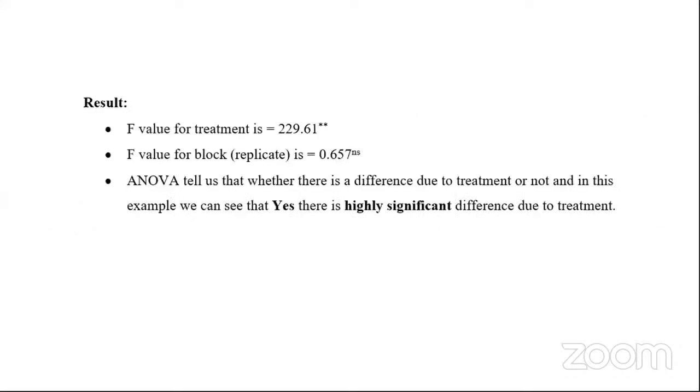So this is our final result. The F value for the treatment is 229, which is significant in comparison to the tabular F value, and the F value for the replicate is non-significant. Our earlier aim was to estimate the ANOVA and to determine whether there is a significant difference due to treatment or not. In this example, we can see that yes, there is a highly significant difference due to treatment.